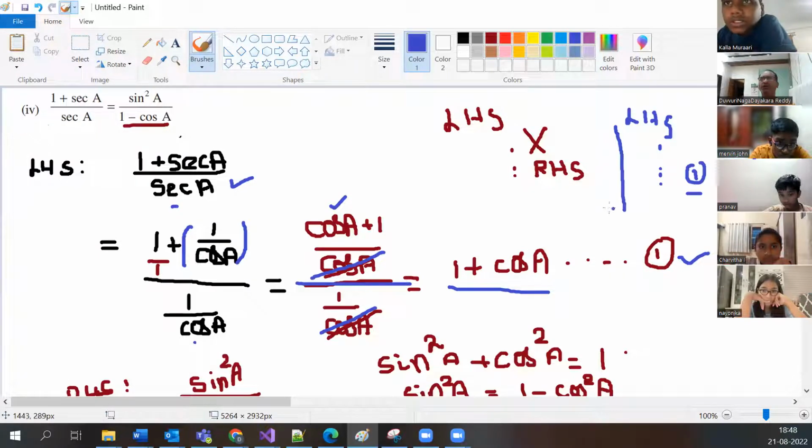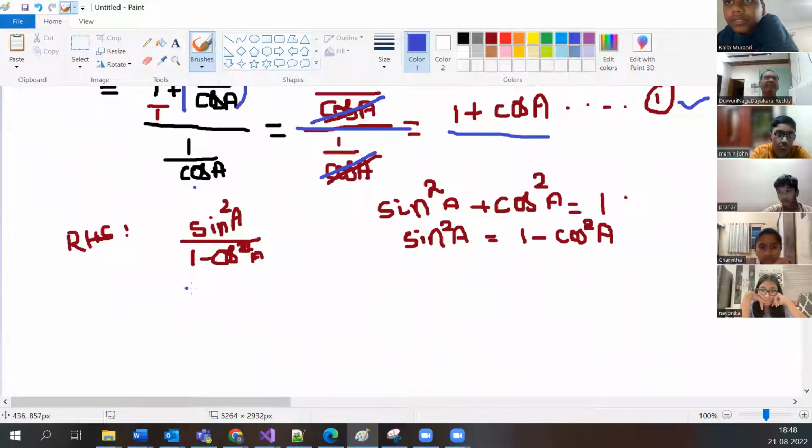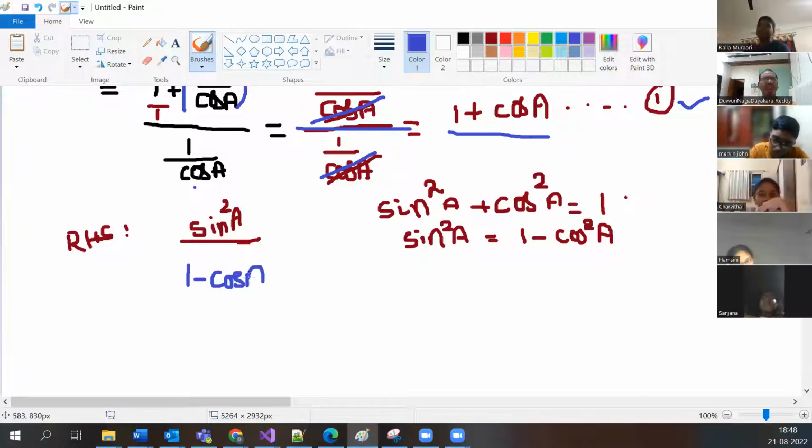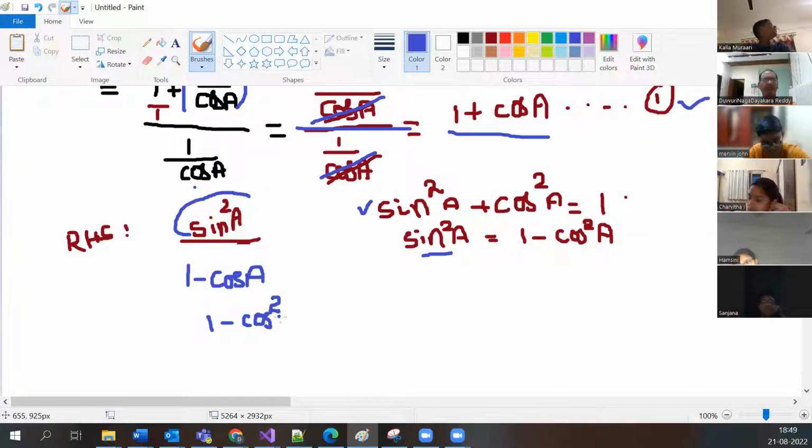That means we took the left hand side and we got some value. Now we are taking the right hand side. Right hand side is sine square A by (1 minus cos A). But what is the relationship between these two, sine and cos? We don't have any direct relationship. Instead, we have one identity: sine square A plus cos square A equal to 1. Now sine square A can be written as 1 minus cos square A. So we are going to replace this numerator with 1 minus cos square A, divided by 1 minus cos A.